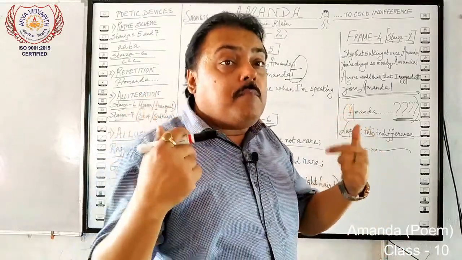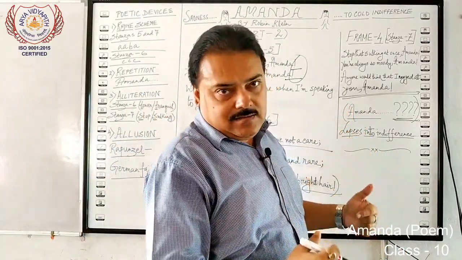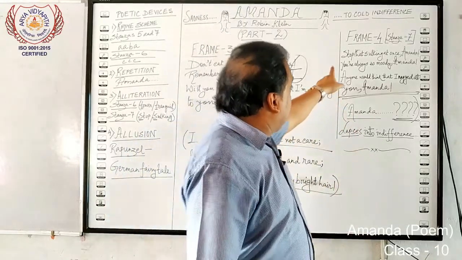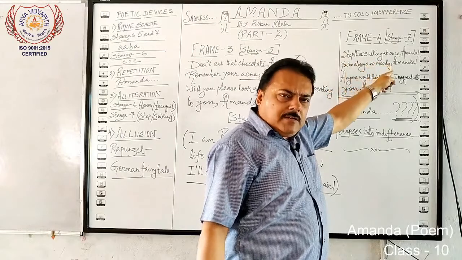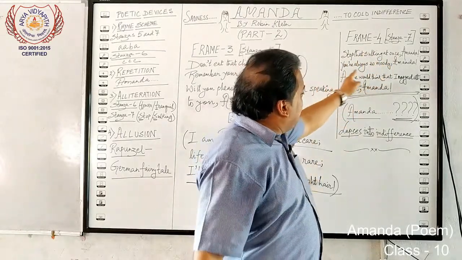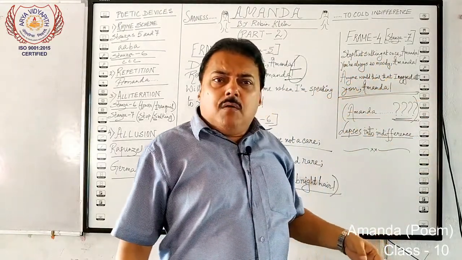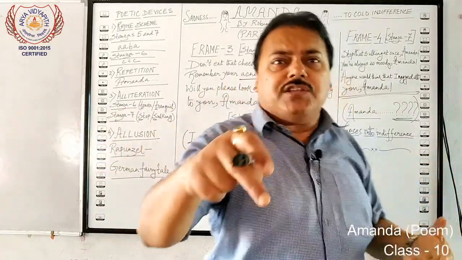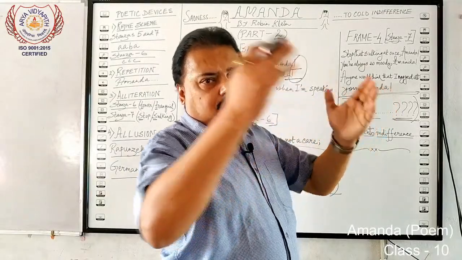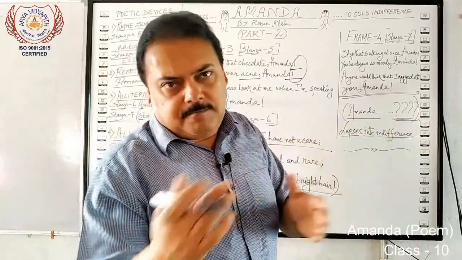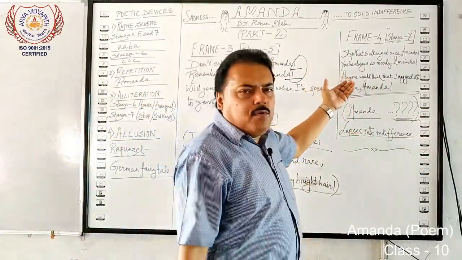This is something her mother does not understand. So the mother thinks that she is sad and sulking, and she says, stop it, don't sulk. You're always so moody, Amanda. Now, what has changed her mood? Her mother has changed her mood. But her mother thinks that she is moody. Her mood keeps shifting. So she says, don't be moody, Amanda.